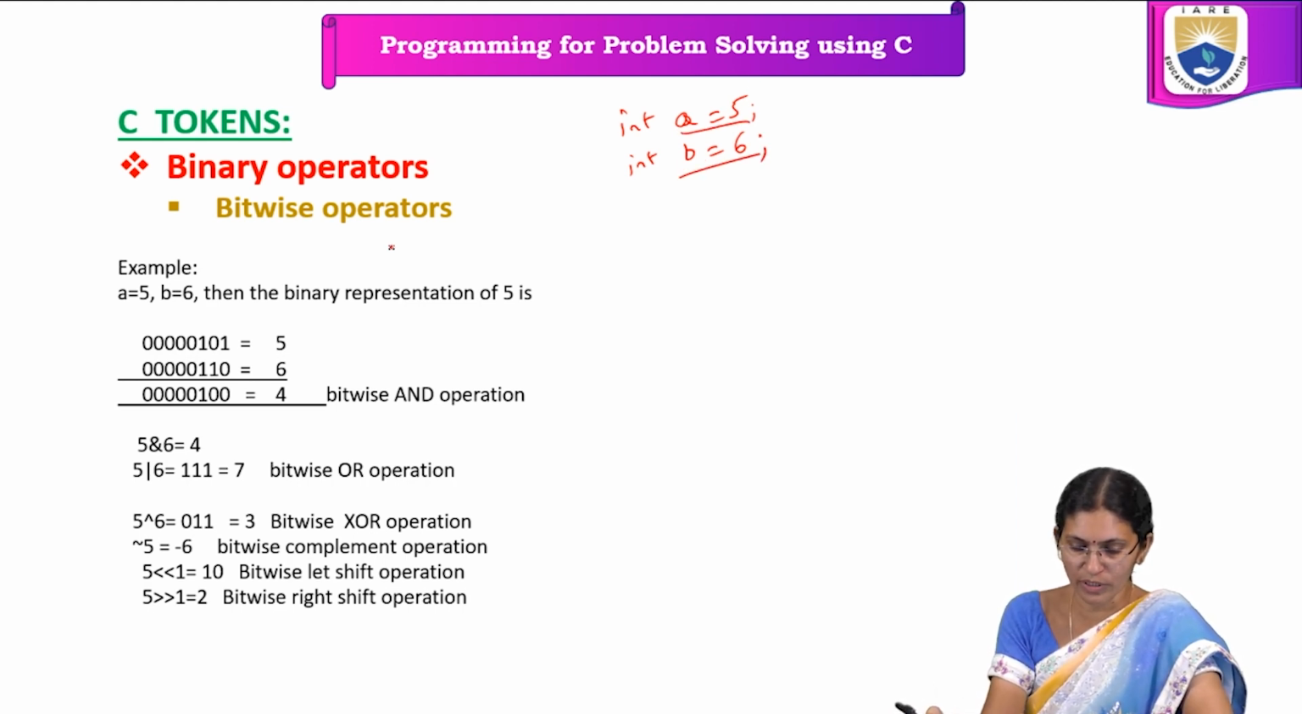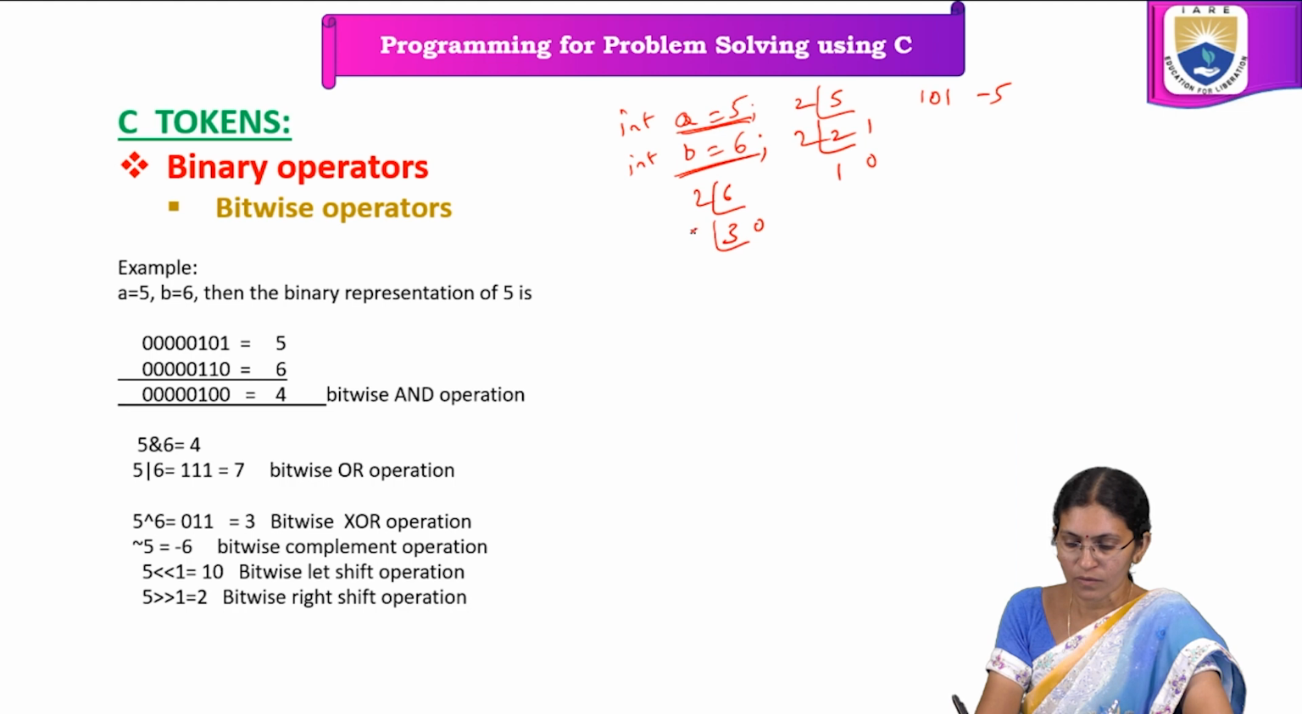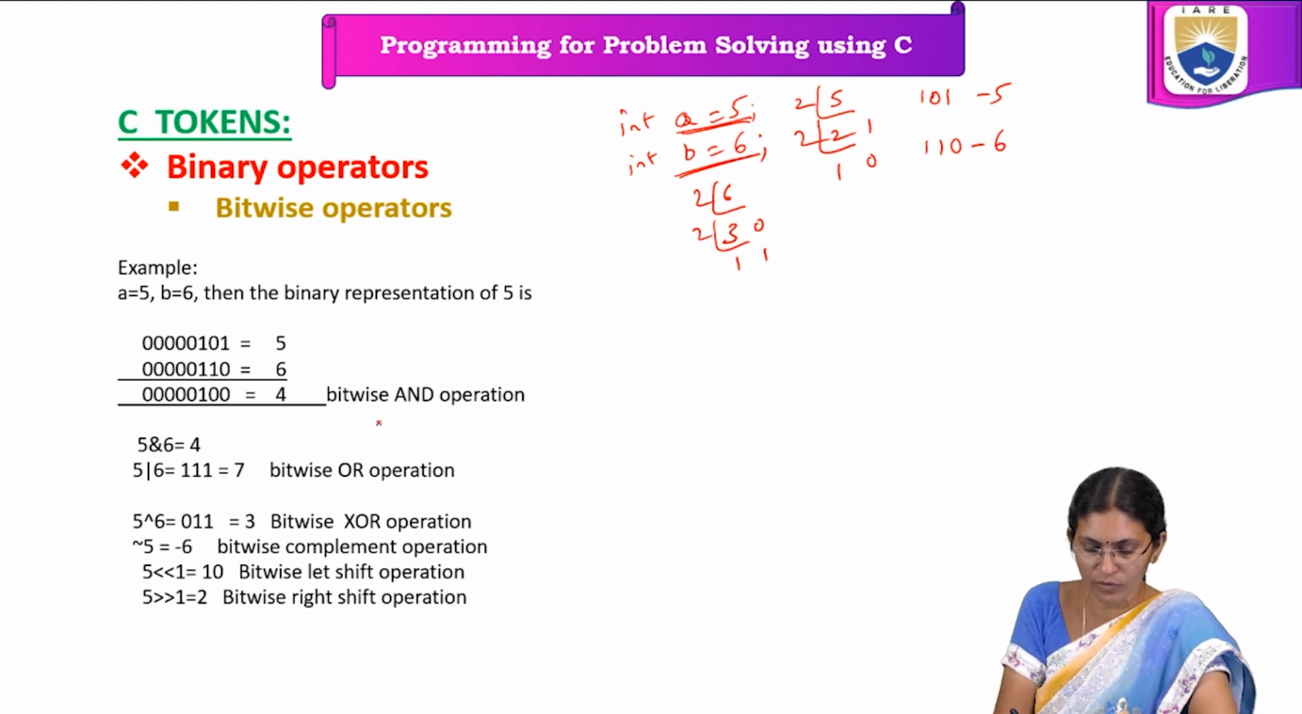In order to perform bitwise operators, first we need to convert these two values to binary form. So the binary representation of 5 is 1 0 1. Next, the binary representation of 6 is 1 1 0. Now, this is how you can perform the bitwise AND operation.